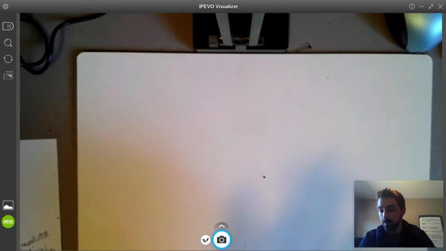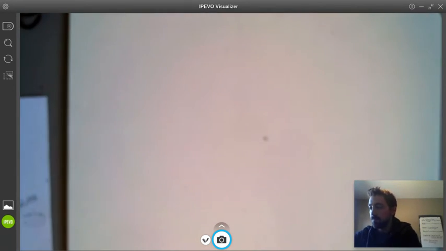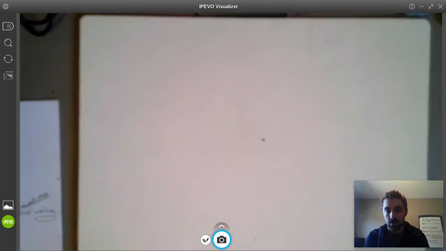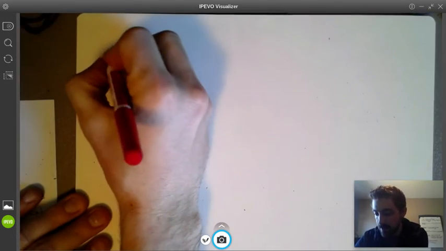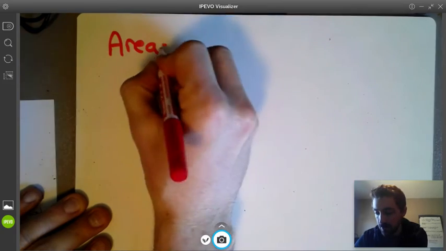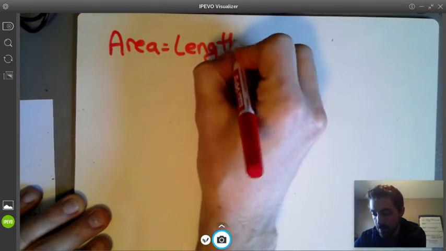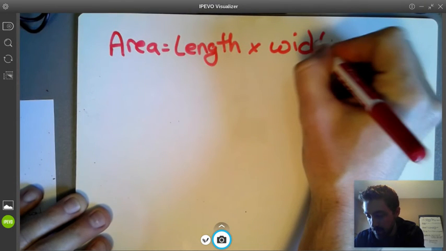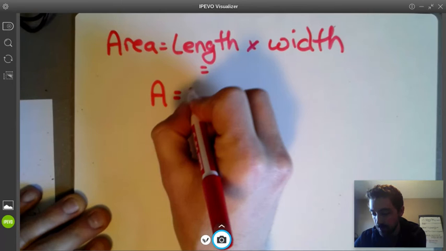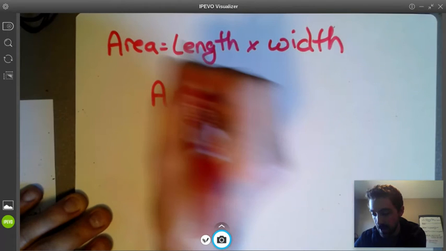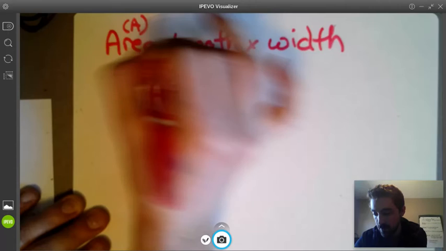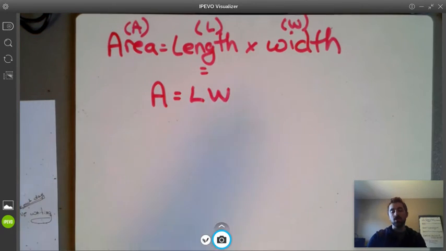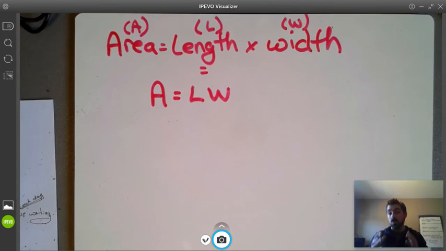Okay, so looking at our area formula. Just as a quick recap, our area formula is area equals length times width, and we shorten that down to A equals LW. Now, just like we did with the others, as long as we have 2 of these dimensions, or 2 of these factors, we can figure out what the missing factor is. So let's start simple.